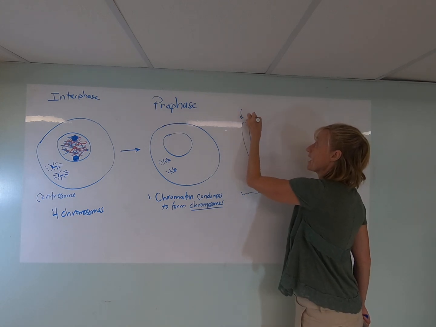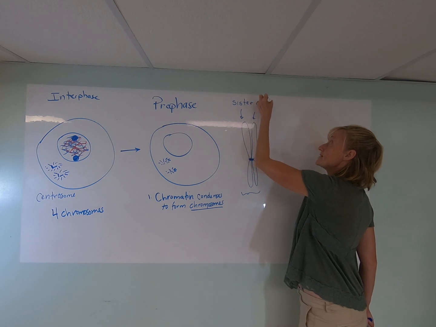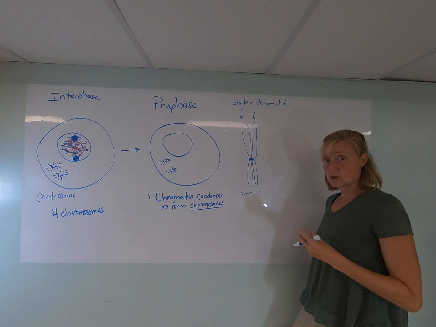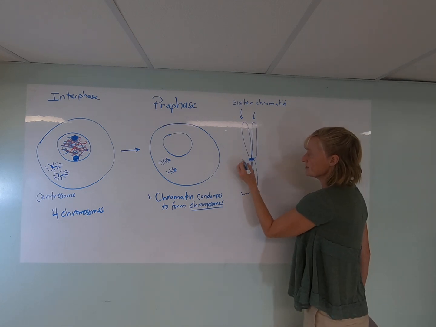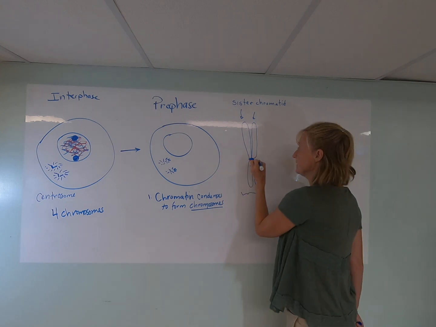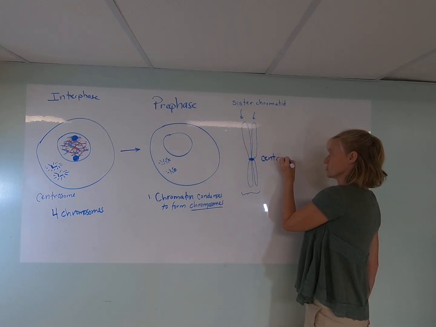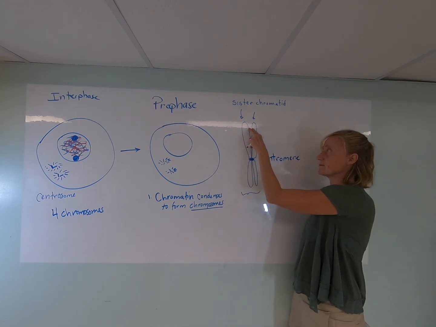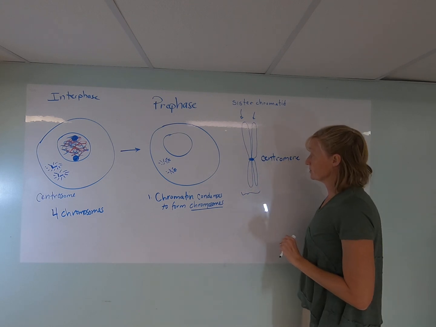Each identical copy is called a sister chromatid. Right? So there are 2 sister chromatids, and they're connected at a region that we call the centromere. Everything seems to start with C's in this lecture. The centromere is a region that's sometimes near the middle, sometimes near the end of the chromosome. It depends on the particular chromosome.